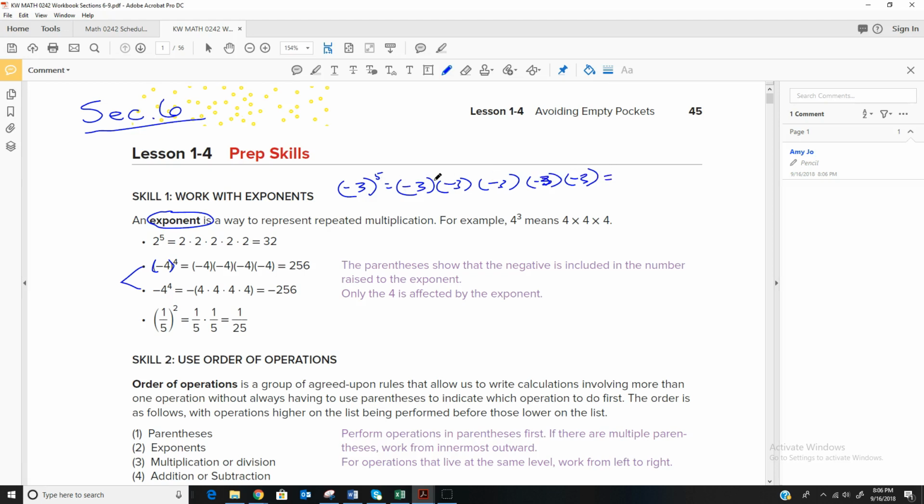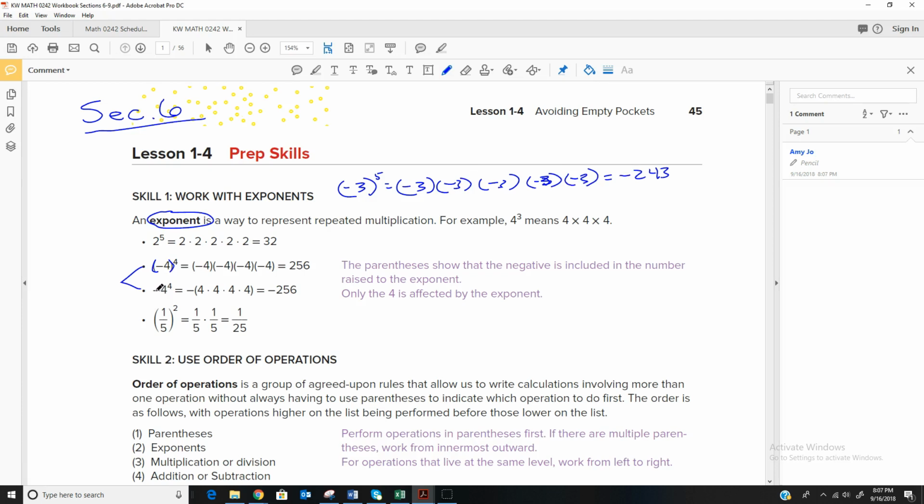And 5 negatives, every pairing of two negatives gives a positive. So these two make a positive, these two make a positive, but then this negative on the end, we end up with an overall negative for this. And this one happens to be 243. So 3 to the 5th is 243, but the 5 negatives make it negative 243.